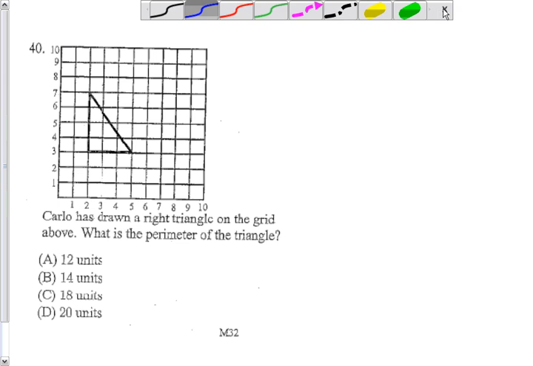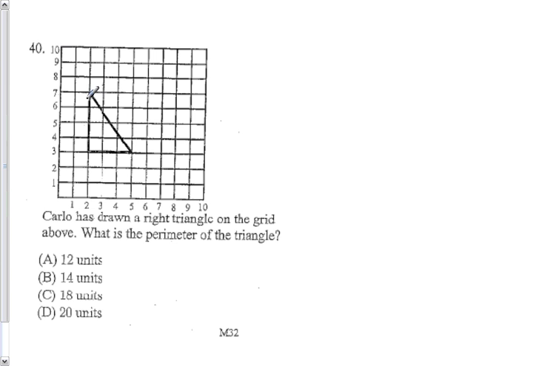So, there's a pen here. Perimeter, we're talking about the length around a figure. So, how far is it from this point to this point to this vertex and then back again? If you're going to walk around this triangle, how many units would you have to walk?